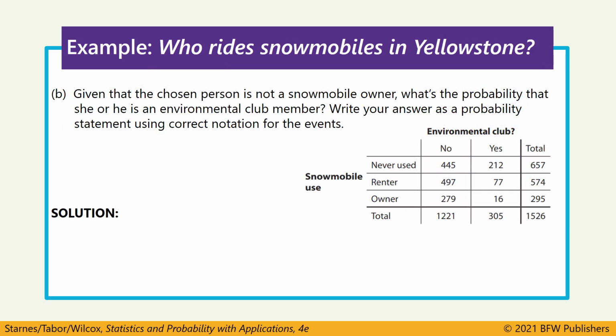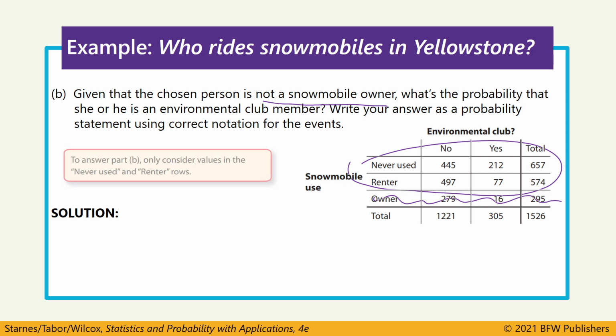This one's a little more complicated because it includes 2 events. Given that the chosen person is not a snowmobile owner, what's the probability that he or she is an environmental club member? So the given is that they're not a snowmobile owner. Okay, so they are not one of these groups. Okay, and they could be any of these next ones. Right, what's the probability that they are, yes, an environmental club member? Right, we're talking about these yeses here.